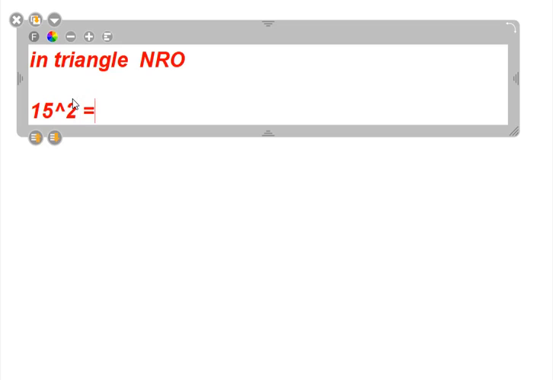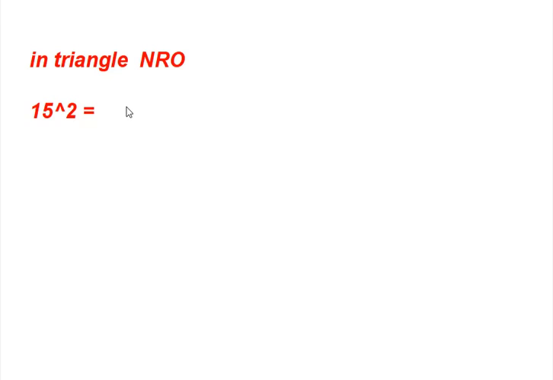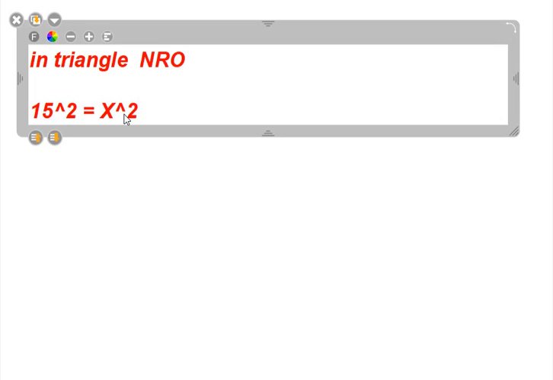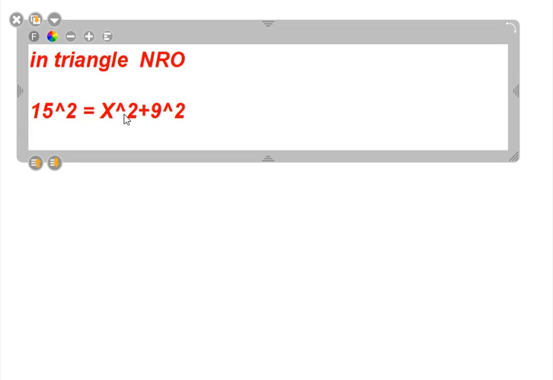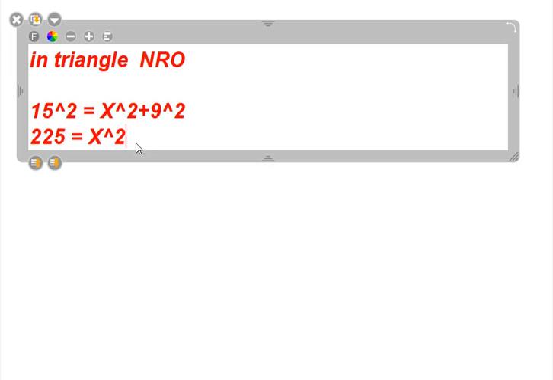15 squared is equal to this plus that. So this squared plus that squared, so x squared plus 9 squared. So we can write that: x squared plus 9 squared gives us 15 squared. Let's solve that. 15 squared is equal to 225. We already figured that out in the previous slides. x squared remains x squared, and 9 squared is 81.